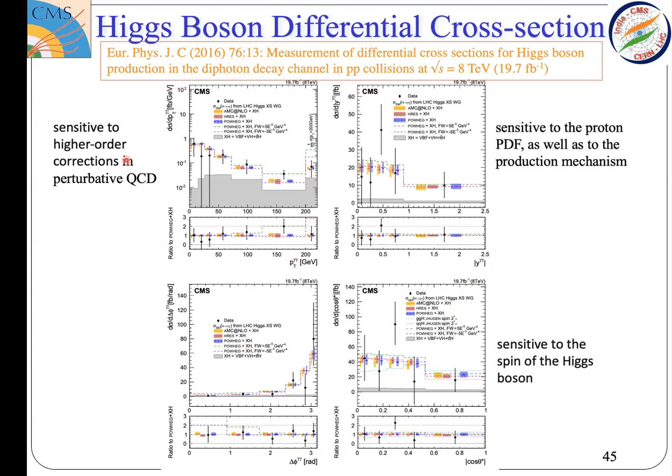Now, why are these becoming important? If you just look into it, they are sensitive to higher order corrections in perturbative QCD, for example, this pT gamma gamma. The rapidity plot is sensitive to the proton PDF as well as to the production one. The one which is shown below is cos theta star, that is sensitive to the spin of the Higgs boson. So once you gather sufficient statistics, you will be able to make a distinction between the models which were considered, for example, HRes, POWHEG, and then with different, I mean, this XH was the contribution from all other production mechanisms, and it was also done within the effective field theory framework.